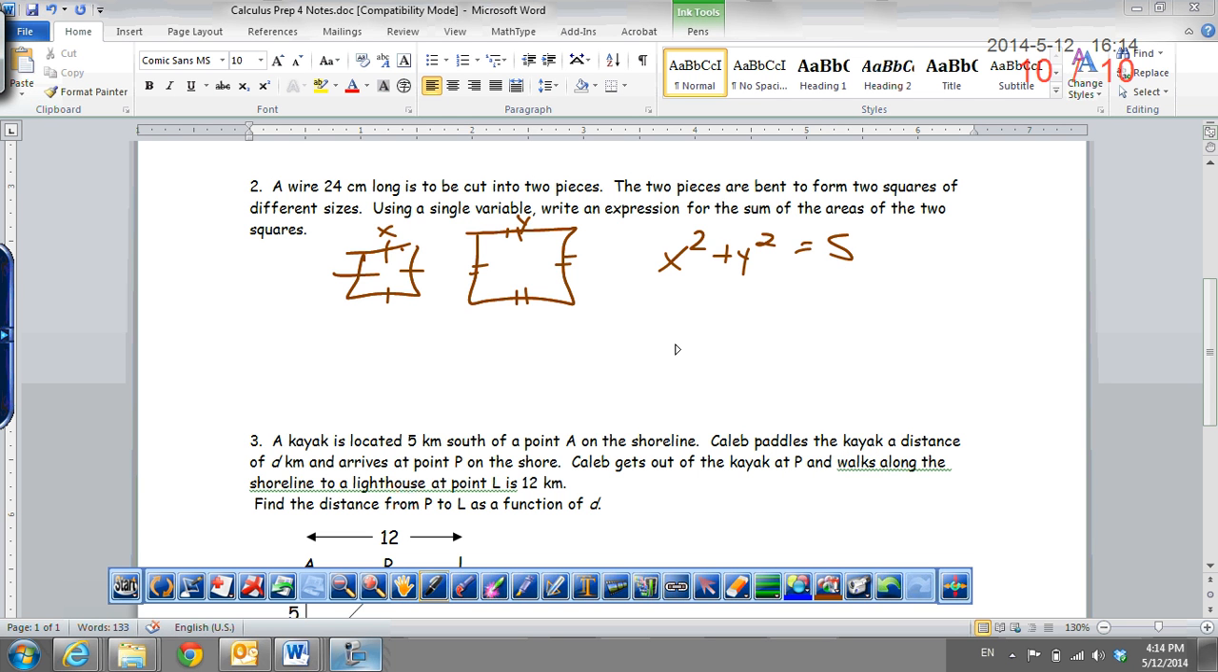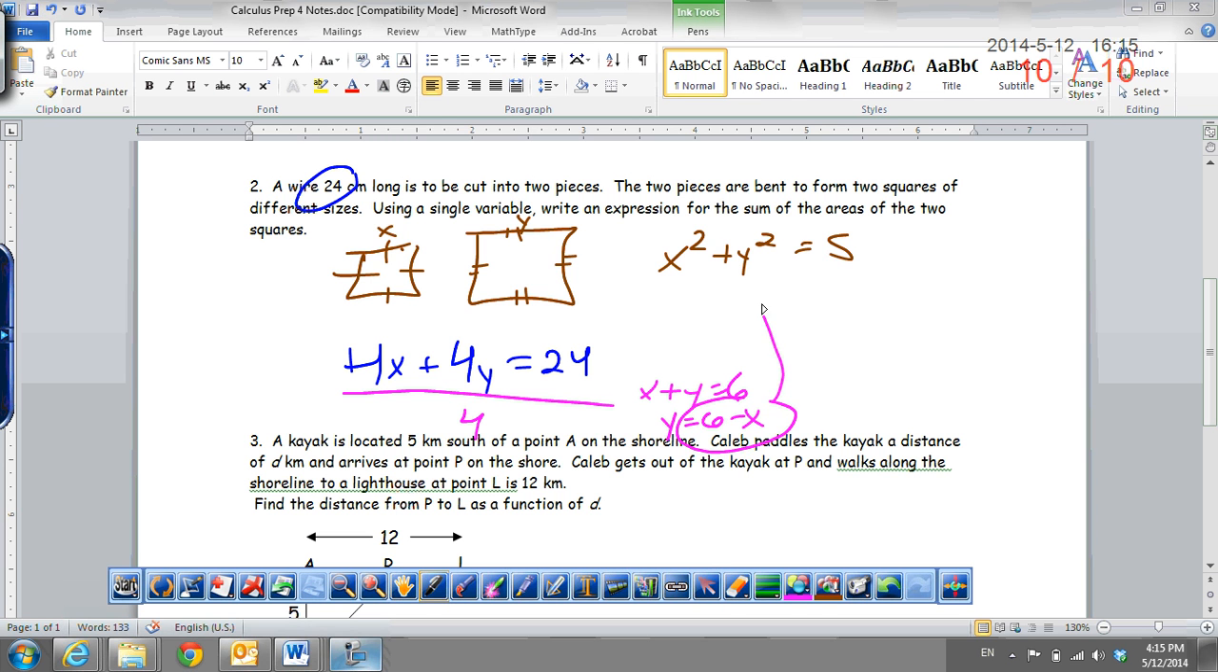But that's not good enough. I'm using two variables. So if we can use our perimeter idea, well, if I have 4 of these, that would be 4x, plus 4 of those, that would be 4y, and then these all came from the 24, so that equals that. So if I wanted to use one variable, perhaps I could divide everything by 4. I would get x plus y equals, nope, 6 rather. And then from there, I could solve for one of the variables.